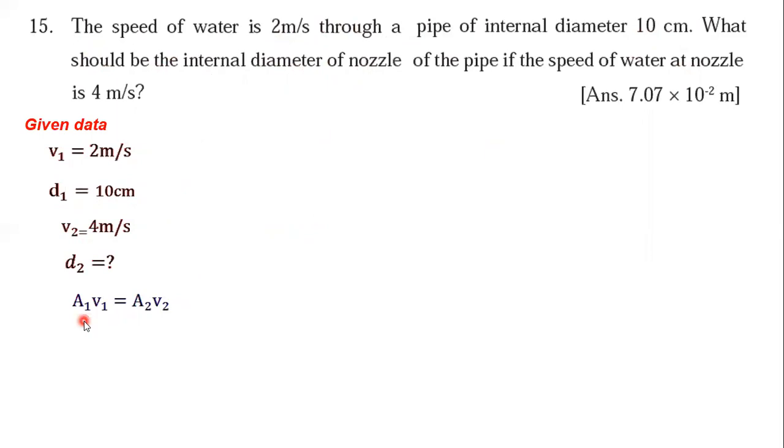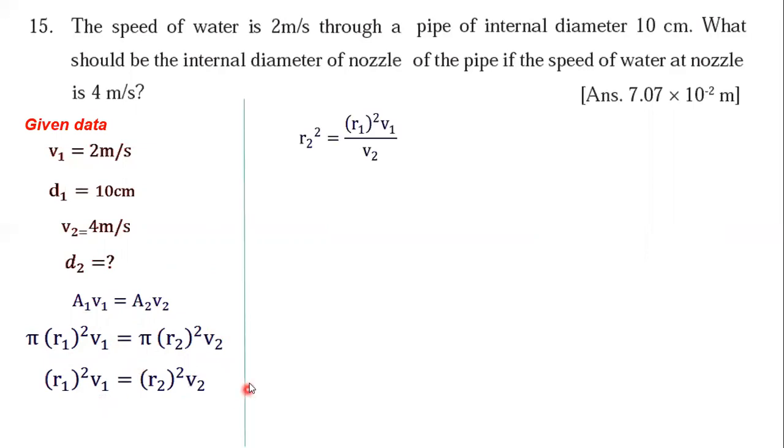So we can use the equation of continuity, A1 V1 is equal to A2 V2. This area is the cross-sectional area, so we can use pi r square. So pi r1 square into V1 as it is, equals pi r2 square into V2. Pi gets cancelled. So we get r1 square V1 is equal to r2 square V2. Now we have to substitute the values and calculate r2, and by that r2 we can calculate the diameter.